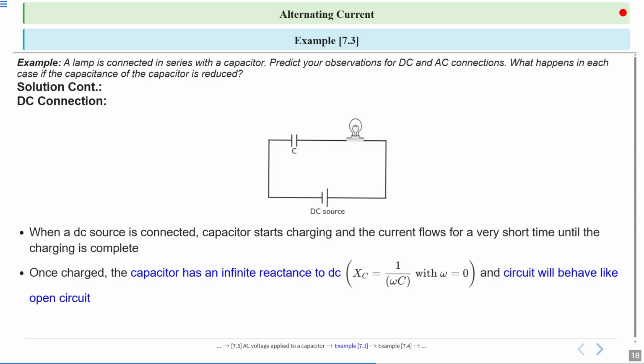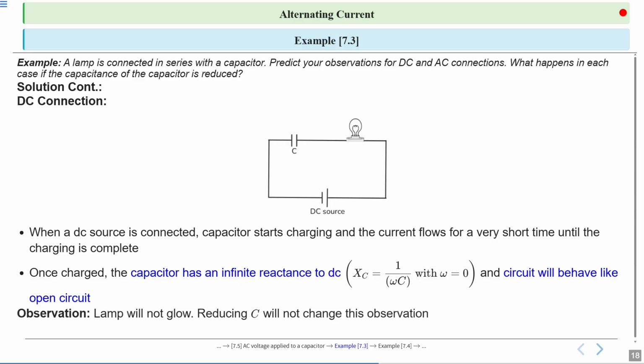Once charged, the capacitor has an infinite reactance to DC. As we know, omega is equal to 0 for DC current. So XC is equal to 1 by omega C, which will be infinite for DC current. So the capacitor has an infinite reactance to DC and the circuit will behave like an open circuit, because the capacitor will block the current. Okay, so what is the observation?